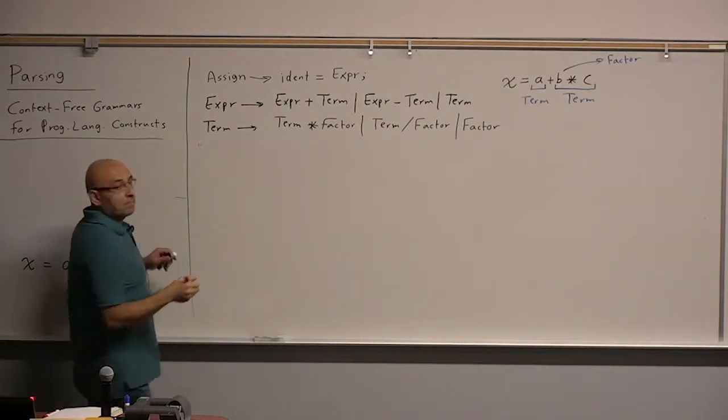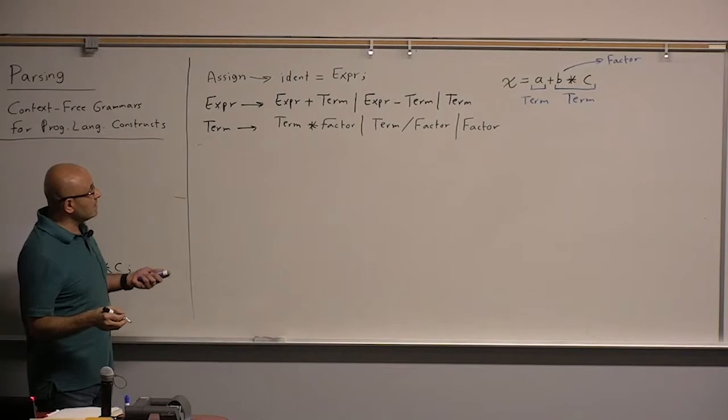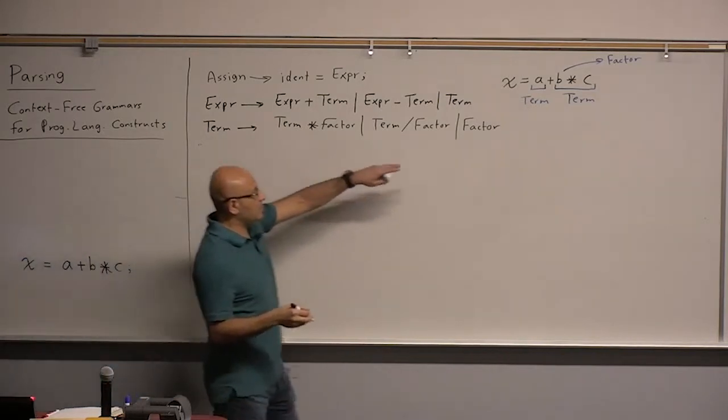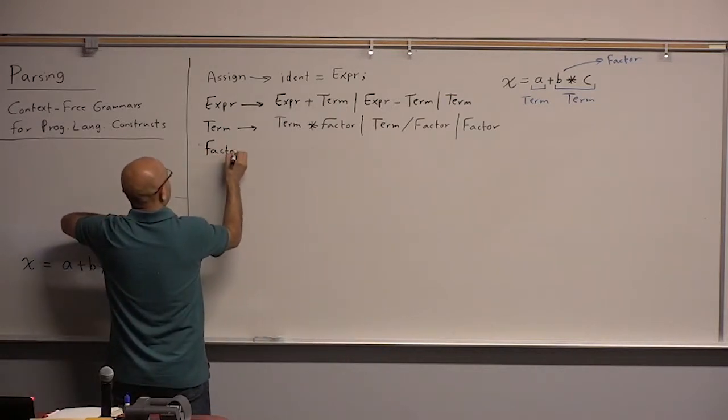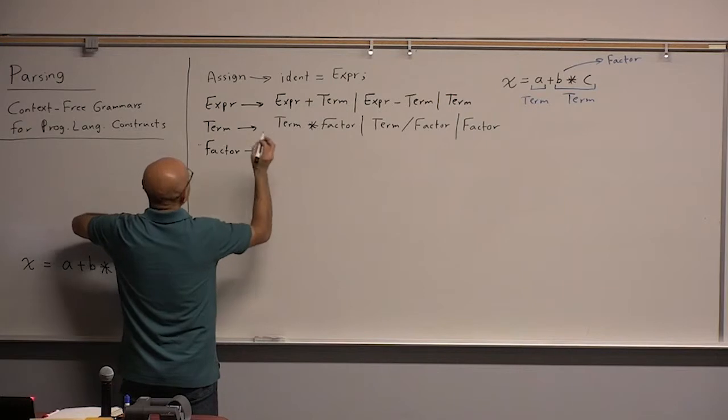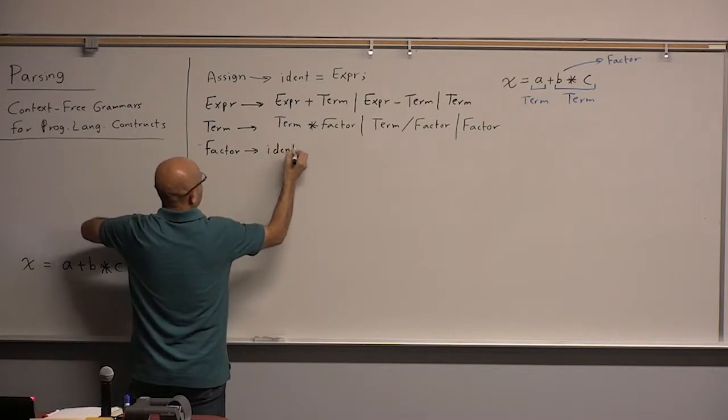And is this definition complete? Is this grammar complete? No. No, it doesn't tell me what a factor is. So a factor can be either a number or an identifier. Exactly. So it can be an identifier or a number.